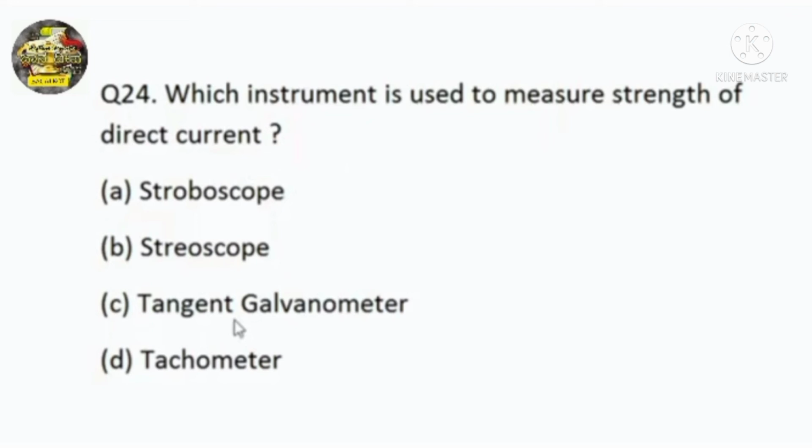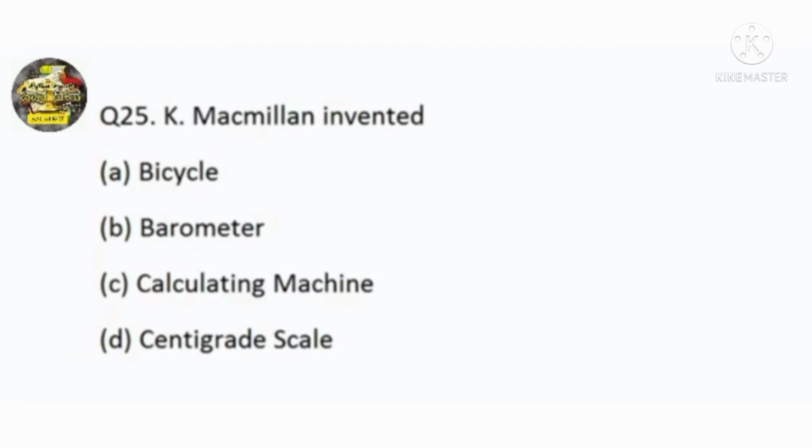A, stroboscope. B, stereoscope. C, tangent galvanometer. D, tachometer. The right answer is tangent galvanometer. Option C is the correct answer for this question. Let's move on to the 25th question.